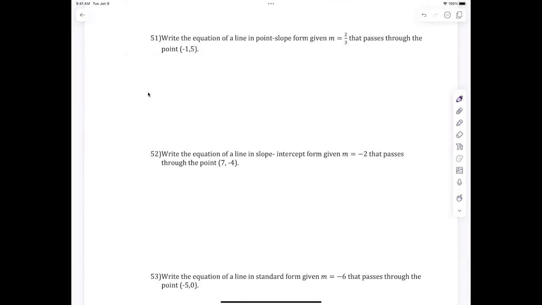Write the equation of line in point slope form. So now, obviously, I'm expecting you've forgotten a lot of this, but this is a review. So point slope, y minus y1 equals m times x minus x1. That is the point slope form. So everybody make sure you write that down. That's your format. Y minus y1 equals m times x minus x1.